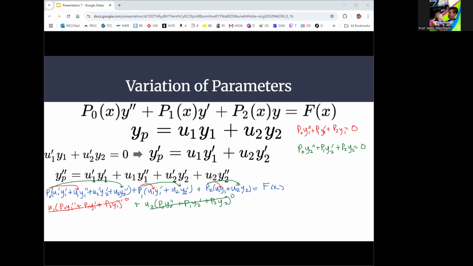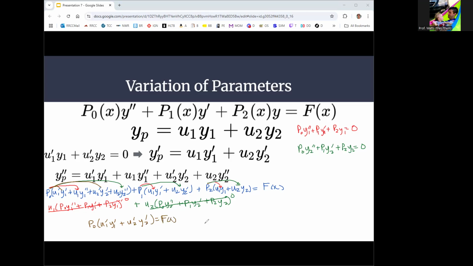All right, so what's actually left here? Notice that the P1 and P2 stuff is all gone. And so all that's left is these terms: P0, U1 prime, Y1 prime, plus U2 prime, Y2 prime.